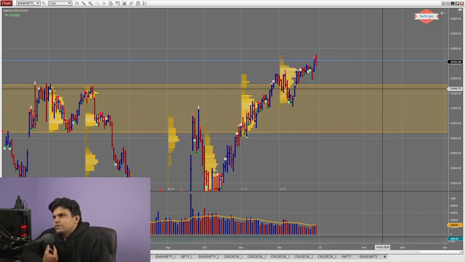Yes, indices going up, but big drop in OI. It does look like profit booking.